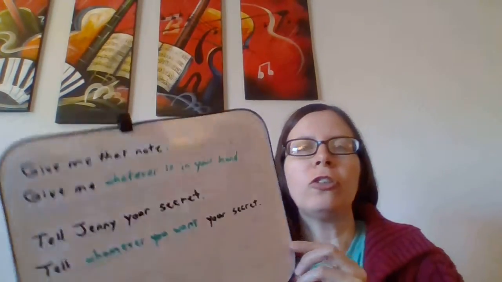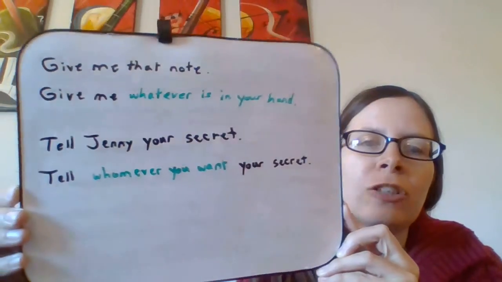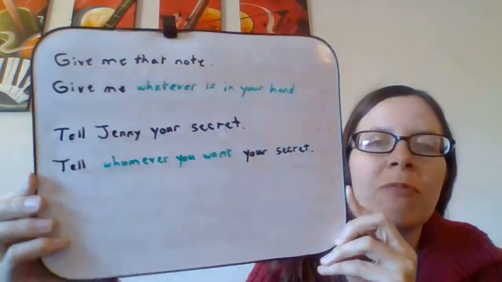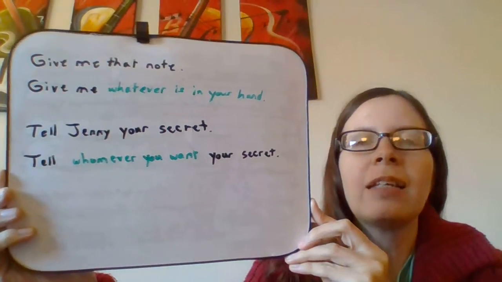Okay, not only can noun clauses replace subjects in a sentence, they can also replace a direct object, indirect object, object of the preposition. I'm going to show you guys those things in a minute. Okay, so look here. First, there is the direct object. Give me that note. Okay, give me what?